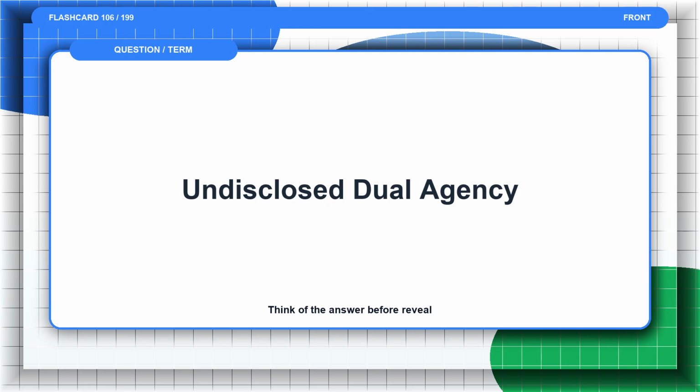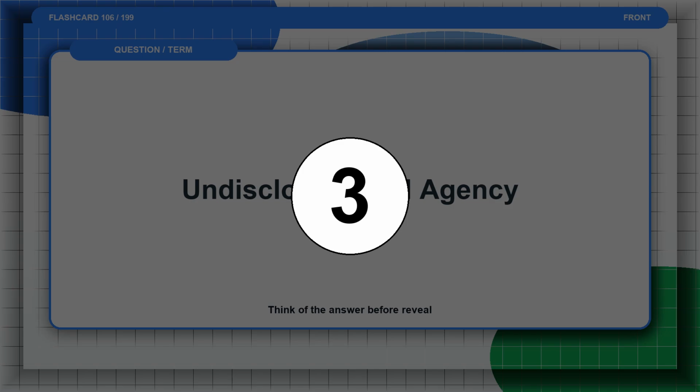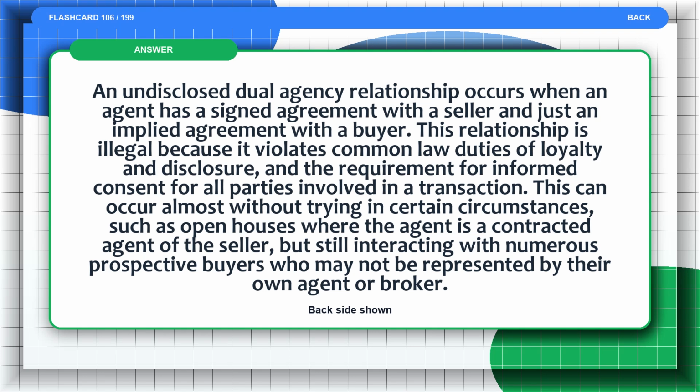Flashcard 106. Undisclosed dual agency. Pause and think of the answer before the reveal. The answer is an undisclosed dual agency relationship occurs when an agent has a signed agreement with a seller and just an implied agreement with a buyer. This relationship is illegal because it violates common law duties of loyalty and disclosure, and the requirement for informed consent for all parties involved in a transaction.